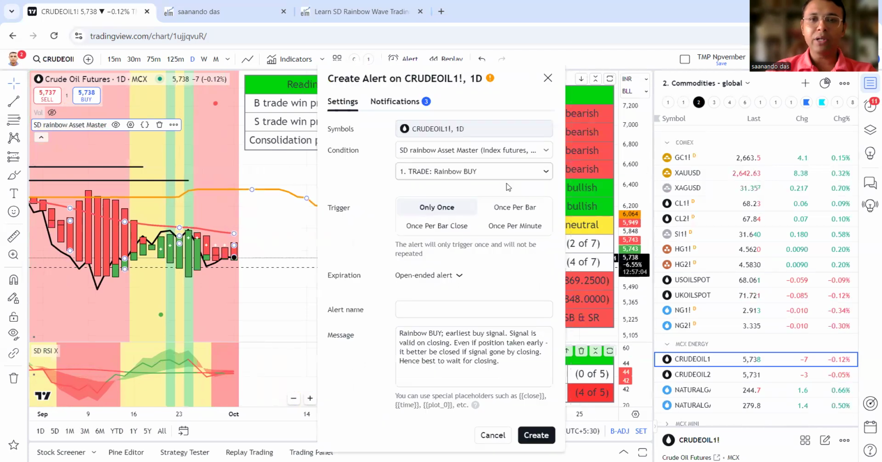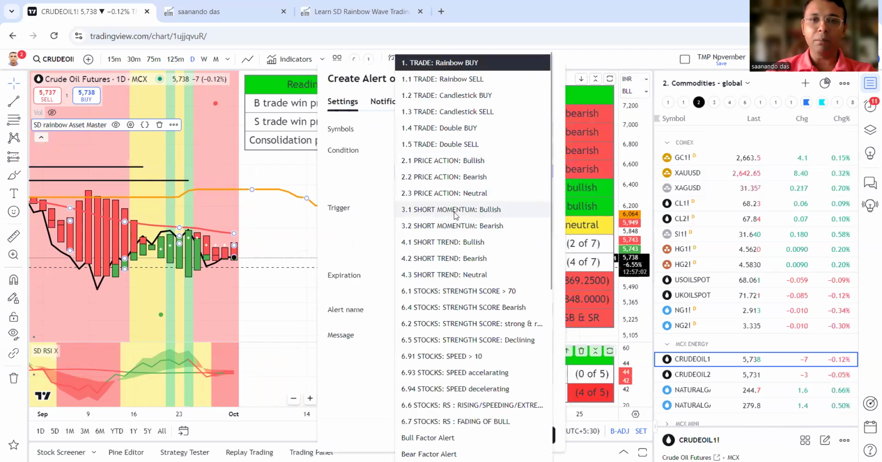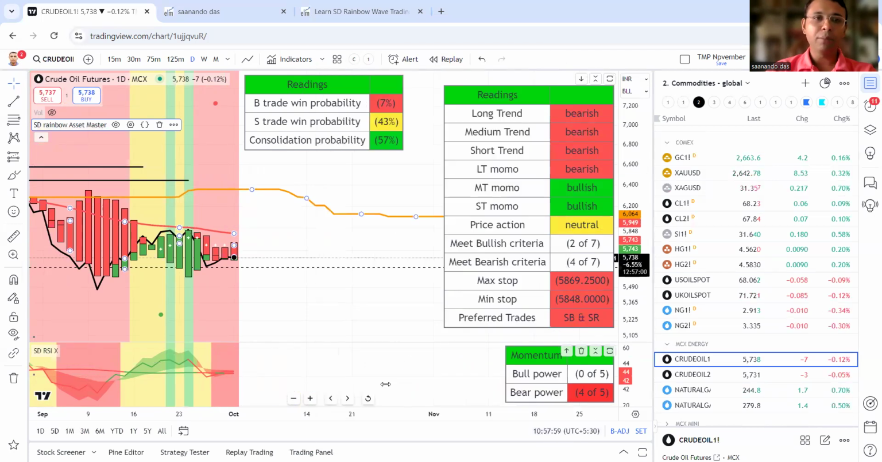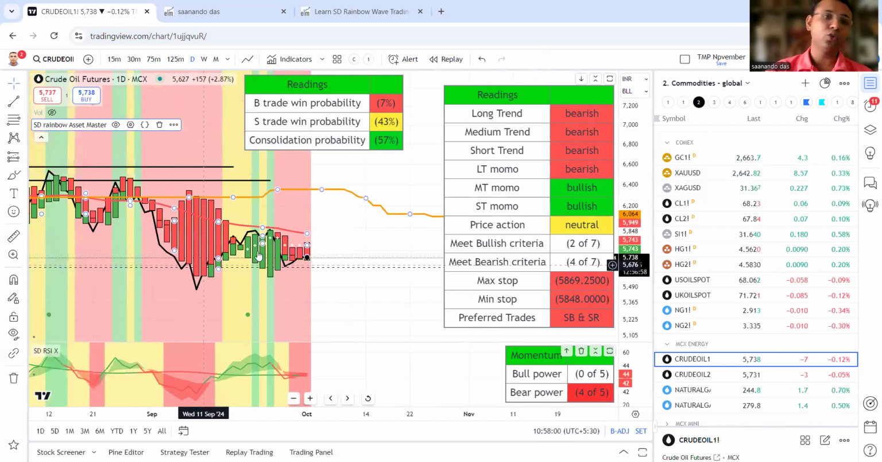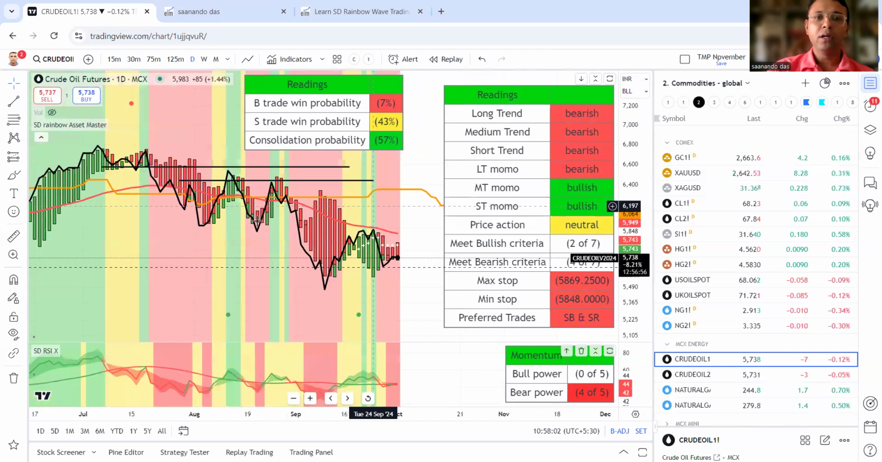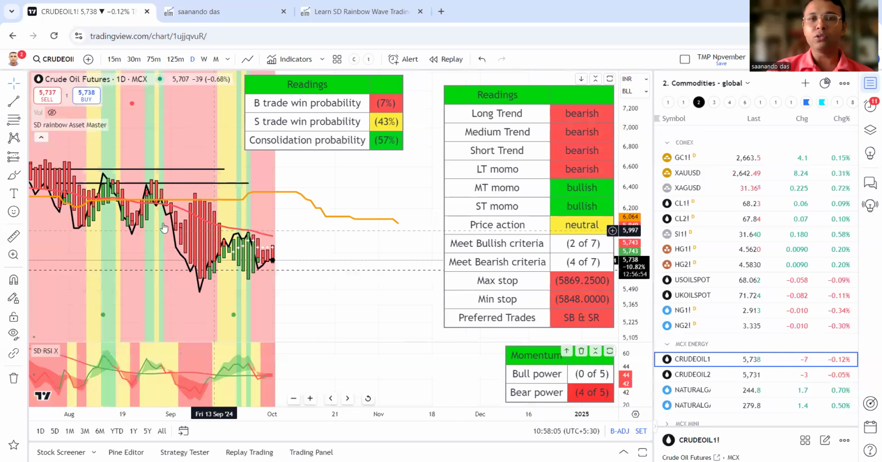So the alert I will use here is short momentum bearish. I'm not at all thinking about buy trades. There could be buy trades coming in future. This could be a final consolidation in crude before it goes up. But until it goes up, I can't buy. Until I get all my conditions, I can't buy. Sell I can do, but for that I need to wait for the short-term momentum to turn bearish. Then only I'll sell. Otherwise, I'll not sell.